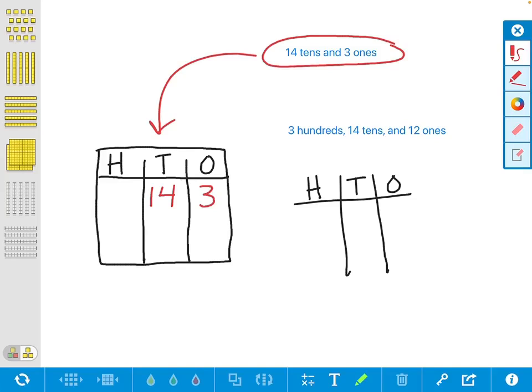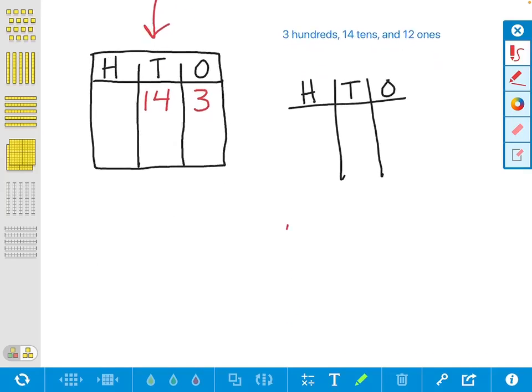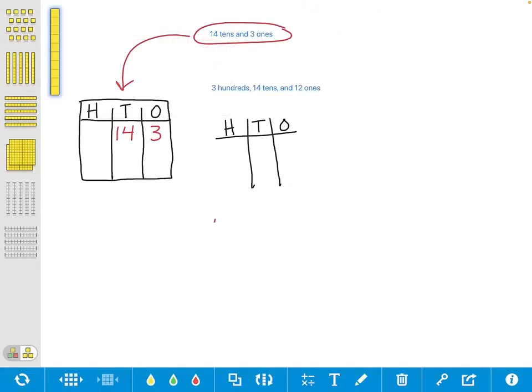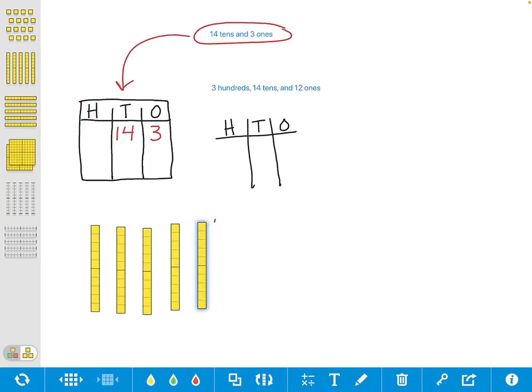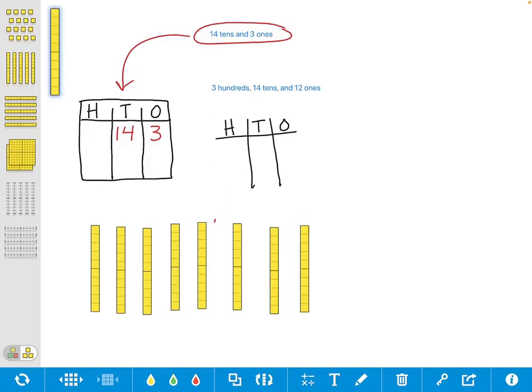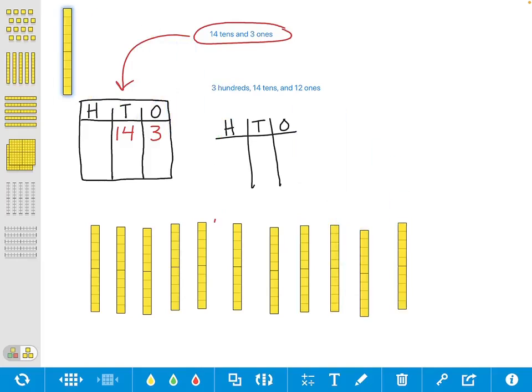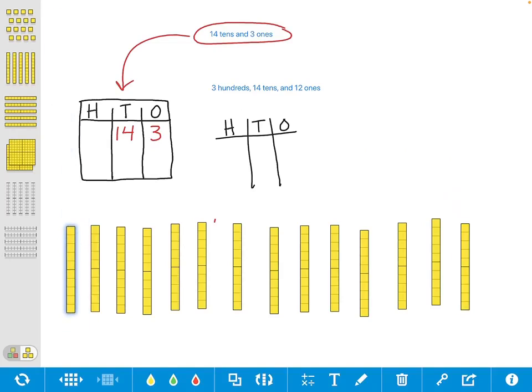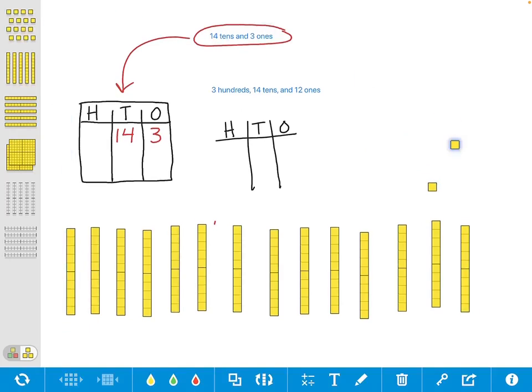And I can see my answer pretty easily because I don't have anything over in that hundreds place. And 14 tens, I know that's 140, because if you remember, 14 tens: 1, 2, 3, 4, 5, 6, 7, 8, 9, 10, 11, 12, 13, 14. I'll drag that one down here. So that's 14 tens and 3 ones.